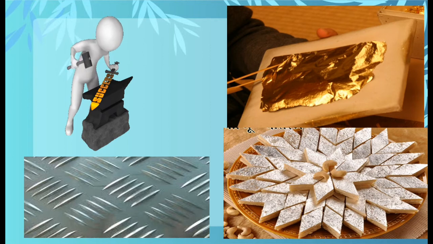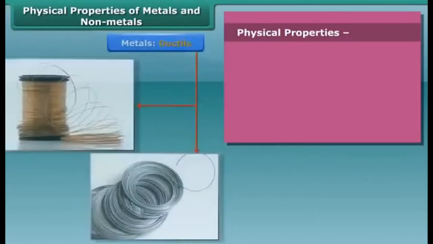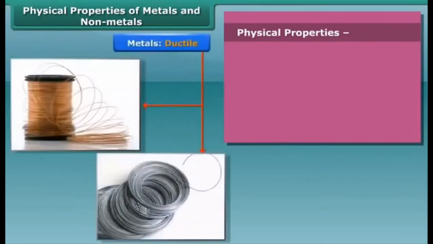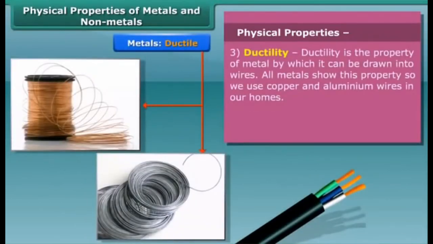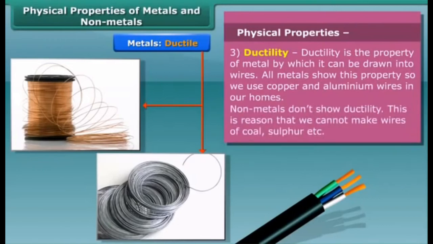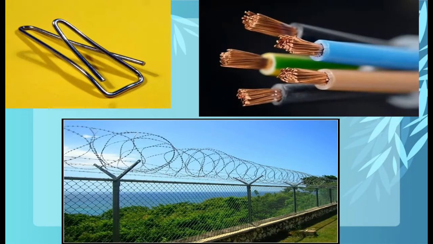All right. That takes us to the next part of the chapter, that is ductility. Now here you can see that there are wires of metals given to you. Now a wire is always in a wire form. These substances, okay, this is called ductility. So ductility is a property of metal by which it can be drawn into wires. All metals show this property, so you can use copper and aluminium wire in your home. So these are a few examples of metals being molded into wires.